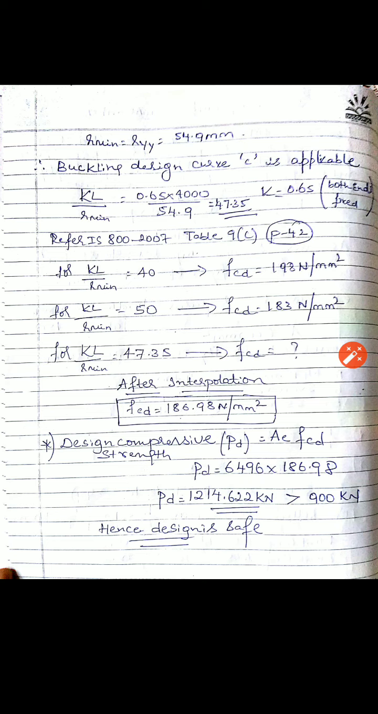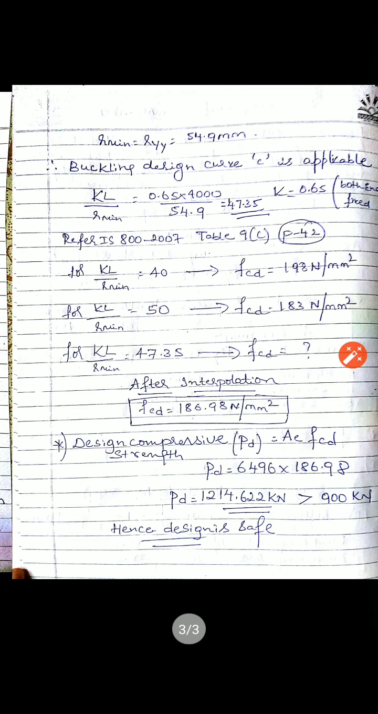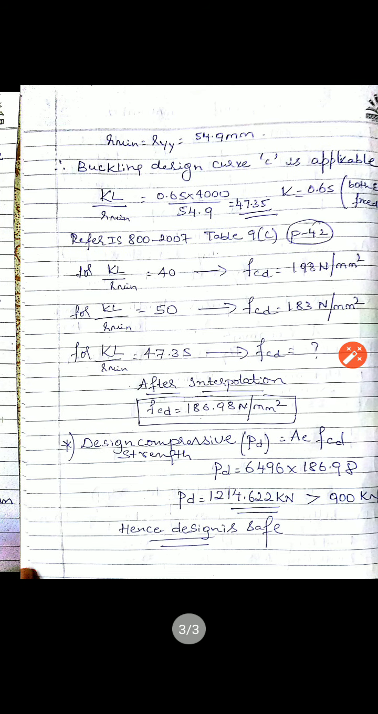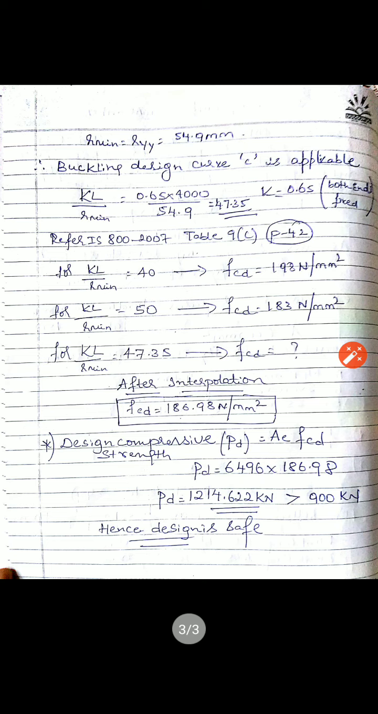Now this slenderness ratio 47.35 has to be referred in IS 800:2007 Table 9C. Since it belongs to buckling class C, we have to see 9C, that is on page number 42. The 47.35 is in between 40 and 50. For slenderness ratio 40, we got fcd as 198. For slenderness ratio 50, we got fcd as 183. For slenderness ratio 47.35, what should be the fcd? It is in between 40 and 50, so we have to interpolate. After interpolation, we get fcd as 186.98 N/mm².